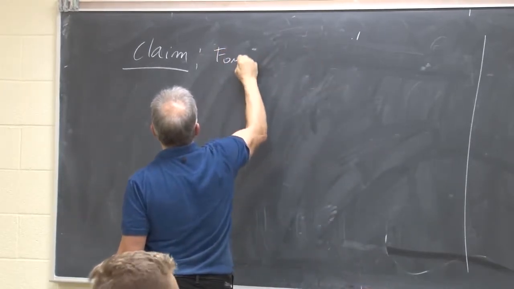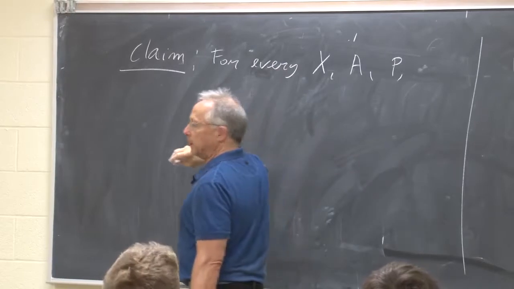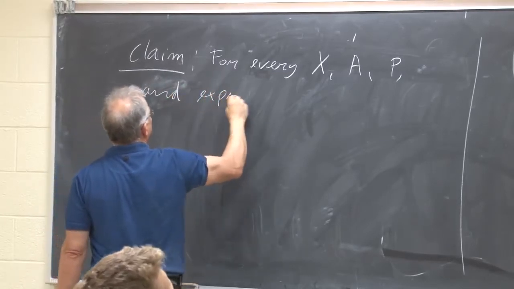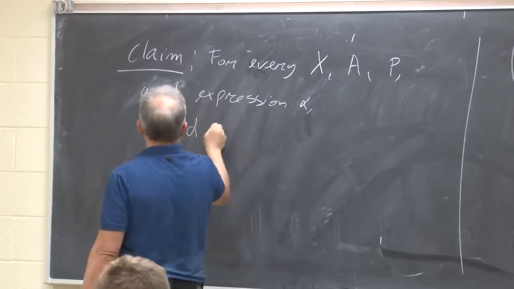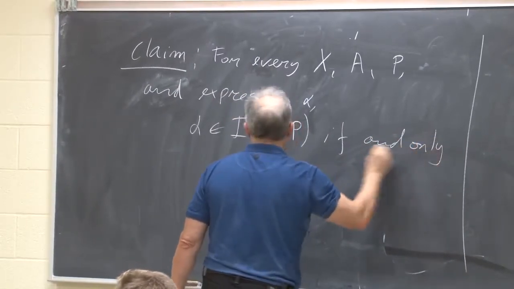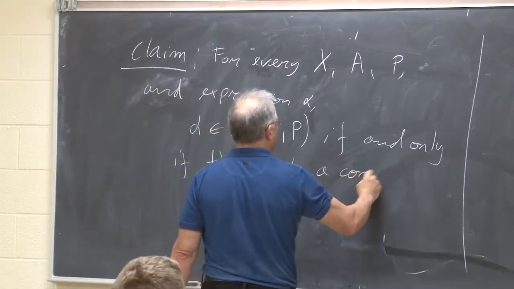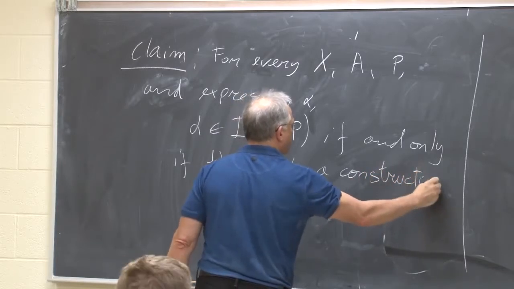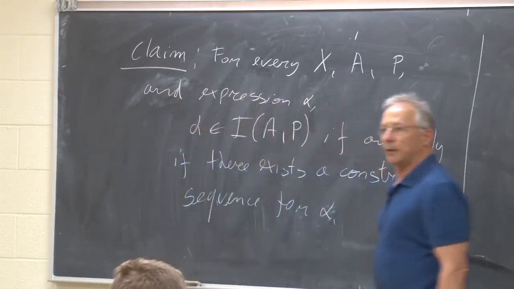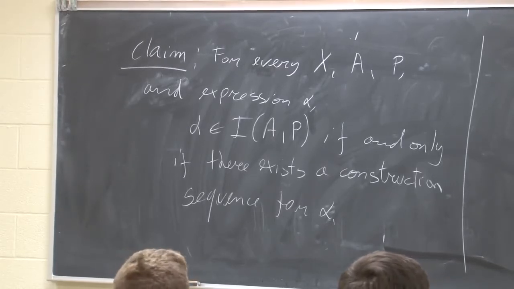So for every x a p and an expression alpha, alpha belongs to IAP if and only if there exists a construction sequence for alpha. So if you really belong, you can come up with this sequence that proves that you belong. And if you can come up with such a sequence, you really belong to IAP.